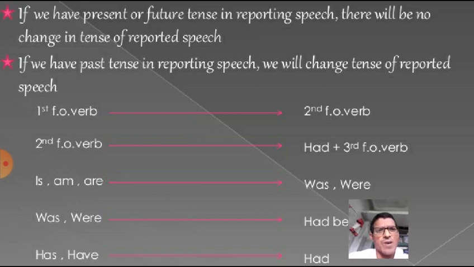So the first form of verb can be changed into the second form of verb whenever changing from direct to indirect. It means if in the reporting speech past tense is there and in the reported speech present simple tense is there, then you should change it into past simple. So this is about the first rule.